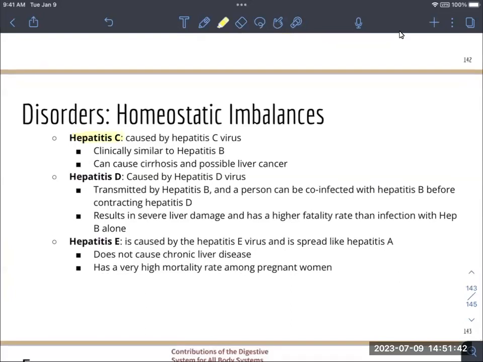Hepatitis C is caused by the hepatitis C virus, and it's similar to hepatitis B. They can cause cirrhosis and liver cancer. Hepatitis D is another virus. It is transmitted the same way as hepatitis B. You can be co-infected with hepatitis B before contracting hepatitis D, so you can end up with hepatitis B and hepatitis D. These people get severe liver damage, and they have a pretty high fatality rate. Hepatitis E is caused by the hepatitis E virus, and it's spread like hepatitis A. It does have a very high mortality rate among pregnant women.